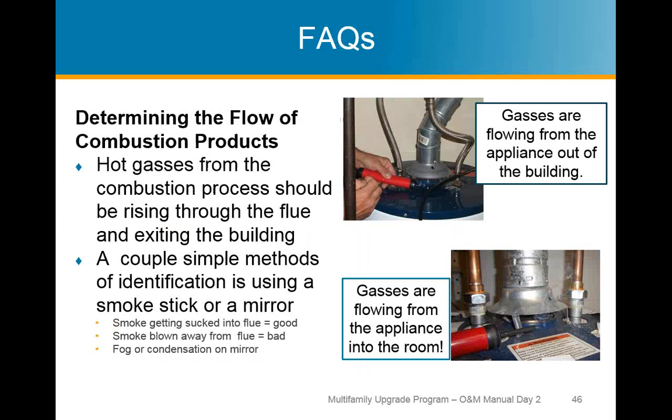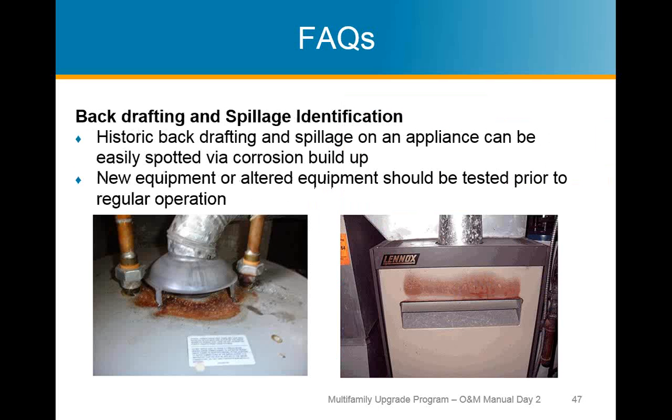And just for reference, I'll switch back to the other picture, and we can see here it's very clear of corrosion and rust. There doesn't seem to be anything indicating backdrafting or spillage here. Obviously, we can see it in this photo. And it applies to HVAC equipment with exhaust ports that aren't flued as well. You can see it in the Lennox picture on the right-hand side. So new equipment or altered equipment should be tested for this prior to regular operation. This is something that I would probably call in a third party to perform, and have that peace of mind from a third party verification standpoint.